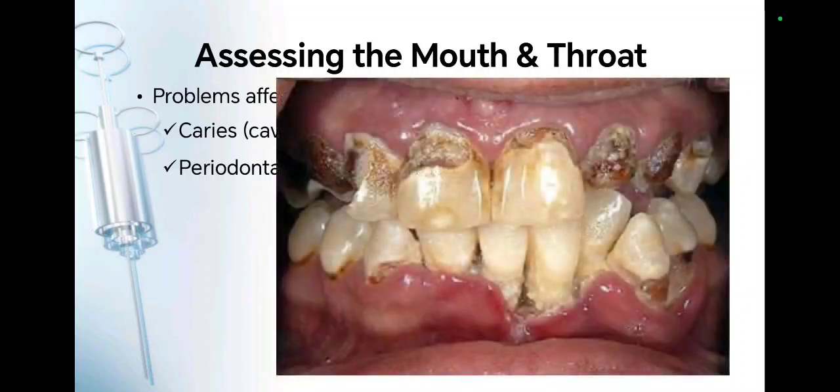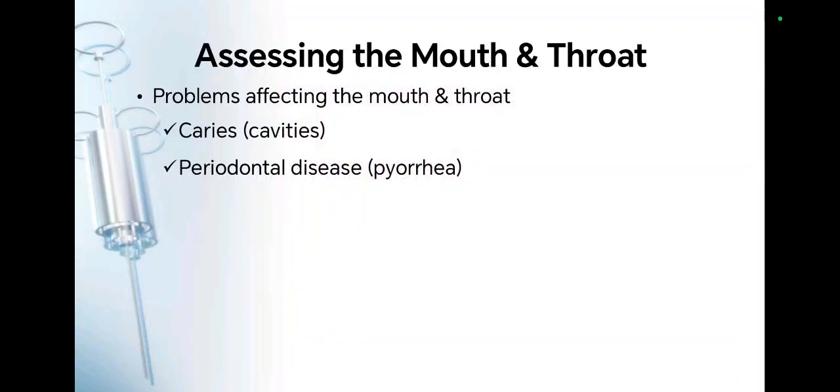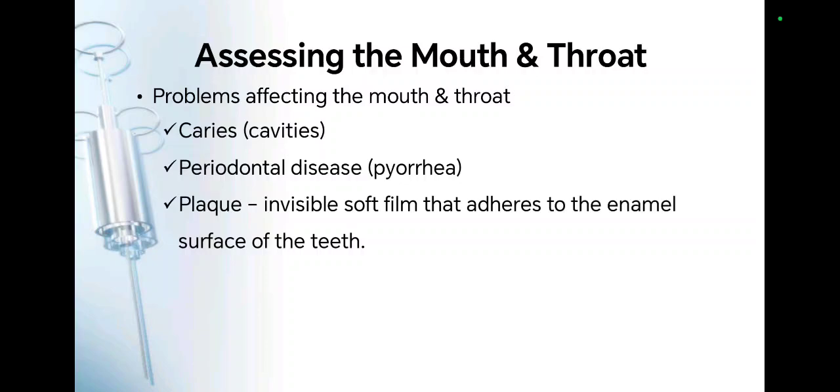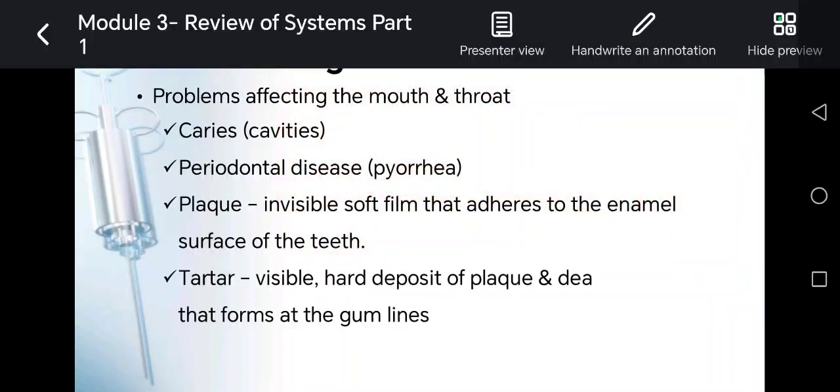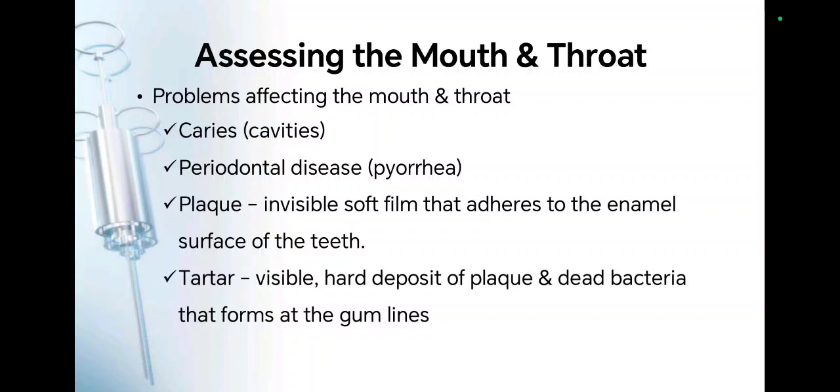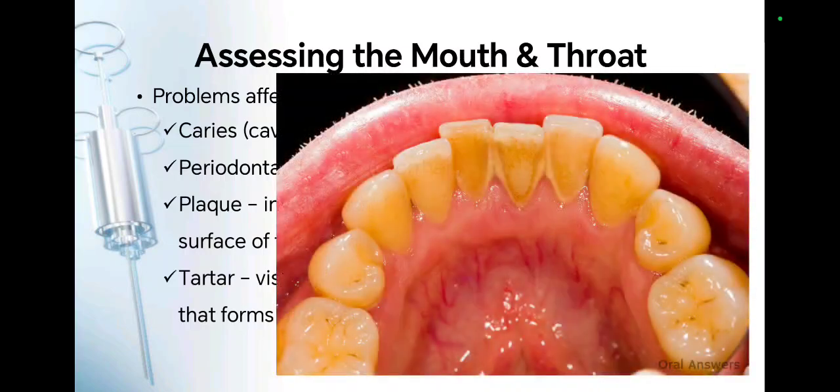The teeth and the gums are damaged, and the patient may experience tooth loss, because the gums cannot hold the teeth anymore. And then we have plaque, an invisible soft film that adheres to the enamel on the surface of the teeth, which becomes yellowish. And then we have tartar, visible hard deposits of plaque or dead bacteria that form at the gum lines. It actually causes the teeth to have spaces, and you thought there were no spaces. However, there is a space because it has been deposited with tartar.